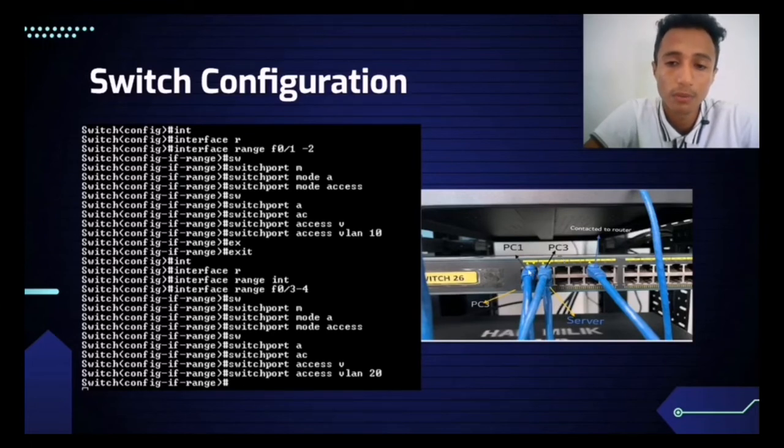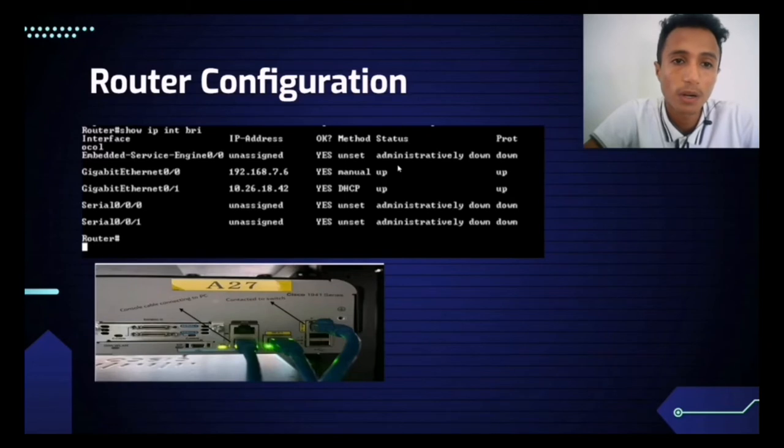The first one is for PC1, this is for PC2, PC3, and this is for the server. And this is the cable connecting to our router. Also, this is our router configuration. We have two interfaces. The first one is Ethernet 0/0 with the IP address 192.168.7.6, which is the default gateway for our hosts. And the second one is Ethernet 0/1, which is set to DHCP mode. This is the interface connecting to the UMP network.